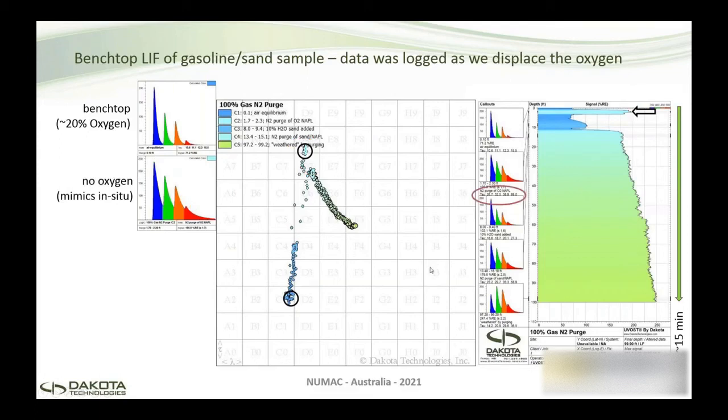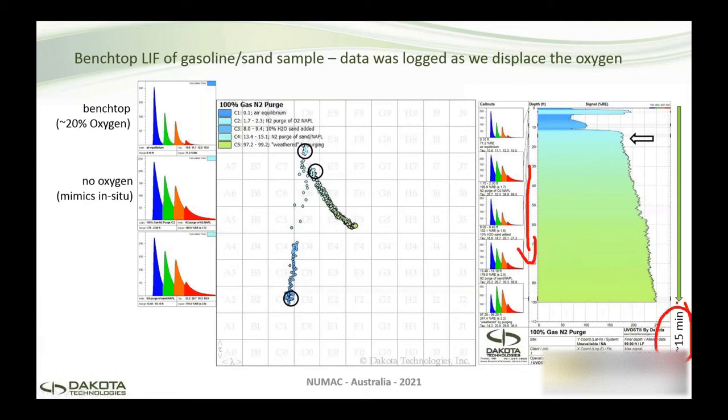Okay, as soon as I start purging it, something interesting happened. I decided to just let that nitrogen keep flushing the gasoline for a whole 15 or 20 minutes. So instead of depth on this log, this is just elapsed time. Okay, so maybe 15 minutes.